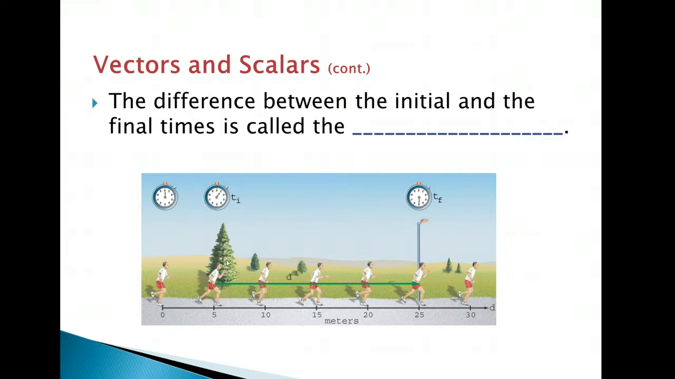A couple things here are really crucial for us to look at. First of all, you have stopwatches, so we know time. And notice that they're using t_i and t_f. There's also this distance that the person runs here. The difference between the initial and final times is called the time interval.